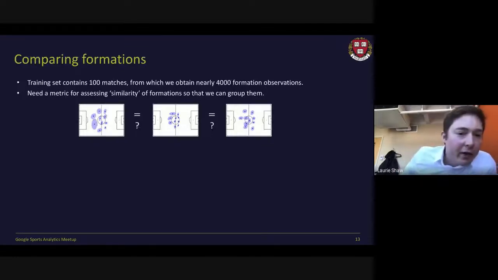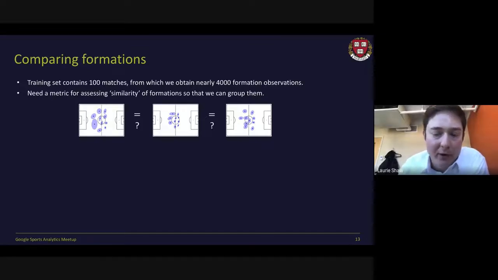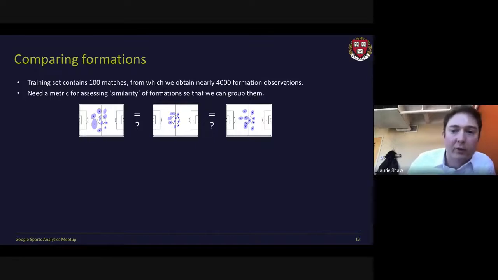So our training set consisted of 100 matches of tracking data, from which we obtained nearly 4,000 formation observations. So that's approximately 2,000 of teams defending and 2,000 of teams attacking. And of course, the goal here is to group together similar formation observations such that we can identify the unique formation types in this training set.